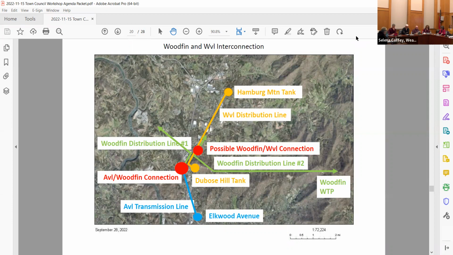So let's look at the bottom third. I'm going to start there. You have the information on lines 1 and 2, distribution lines there, and those are shown on the map that's on the screen. But the interconnection between Weaverville and the Woodfin Water District was last operable 20 years ago, and it's long since been disconnected. So there's really not a connection there. It's kind of hard to delineate what's there and what's not, but as of right now, that line is not operable. And we have no agreement, as you know, with the Woodfin Water District.